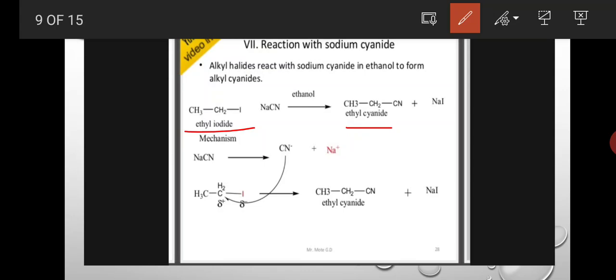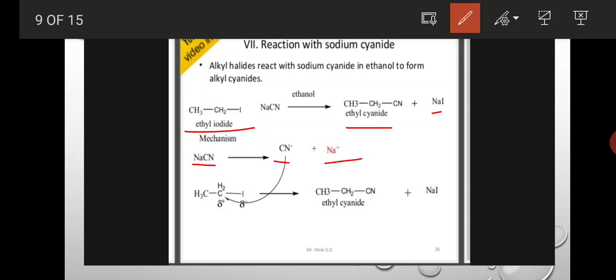cyanide. Okay, here cyanide is substituted for the iodine, or iodine is substituted by the cyanide group. Here cyanide is a nucleophile and the byproduct is sodium iodide. The reaction mechanism is first NaCN, sodium cyanide, is converted to CN minus and Na plus.